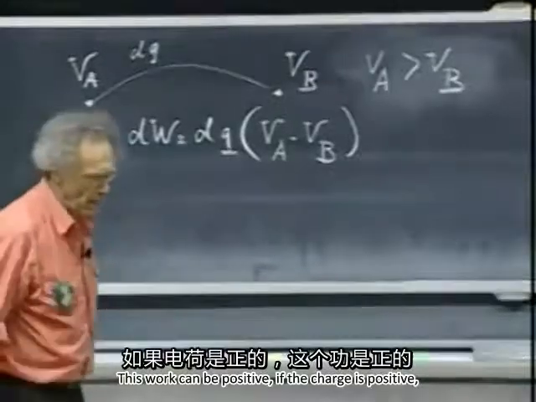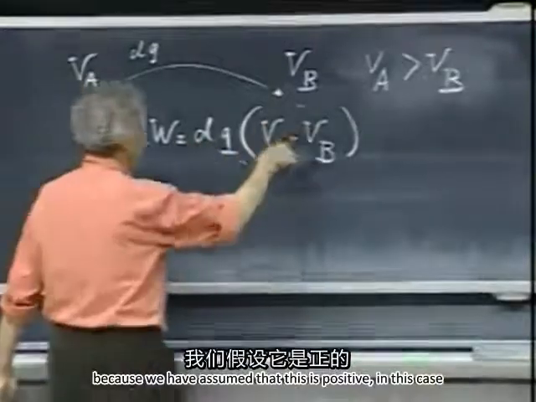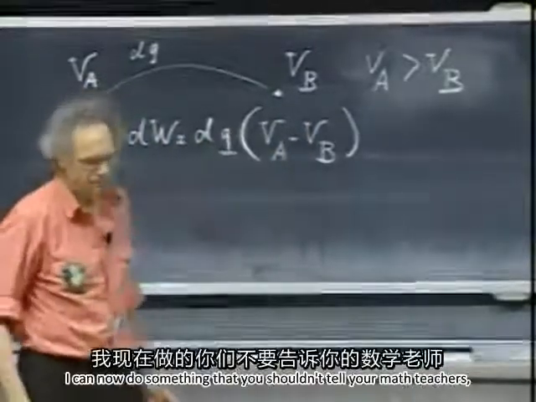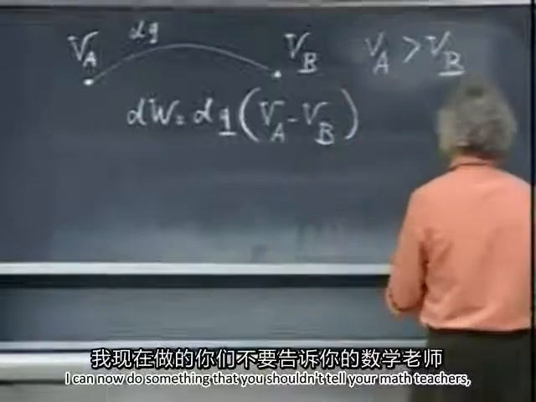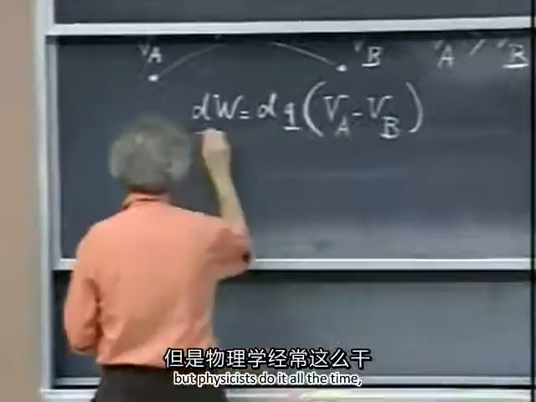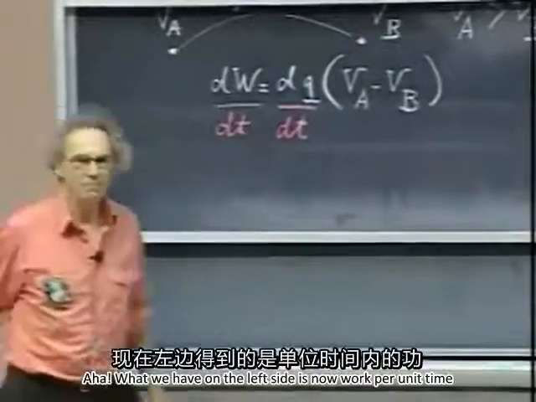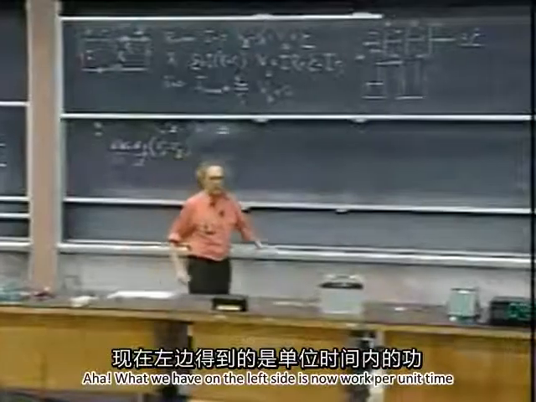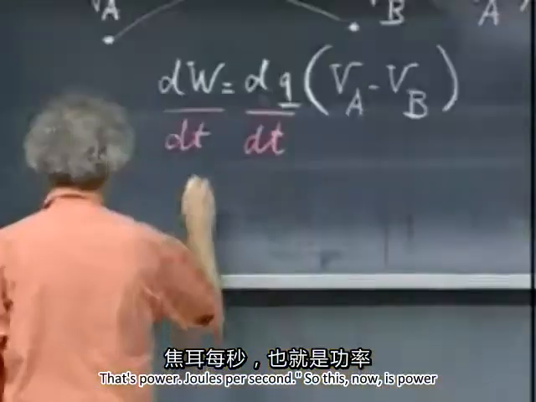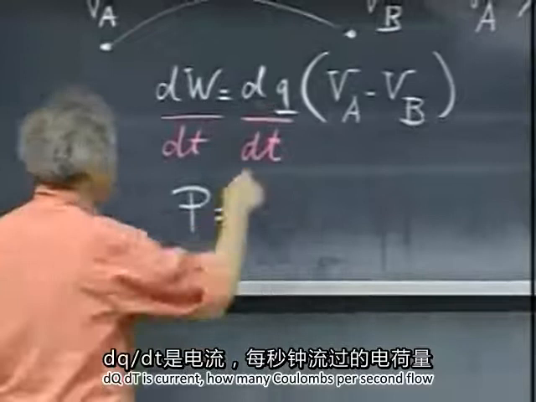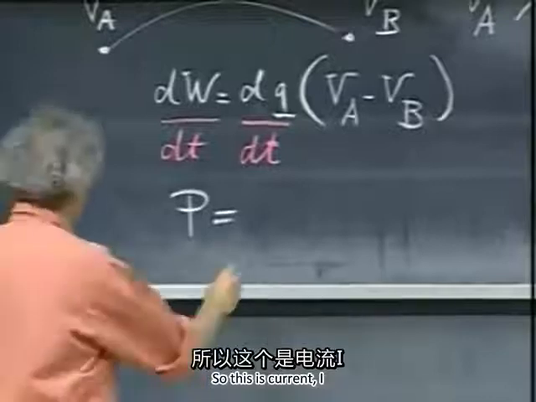This work can be positive if the charge is positive, can be negative if the charge is negative, because we have assumed that this is positive in this case. I can now do something that you shouldn't tell your math teachers, but physicists do it all the time. We divide by dt. And now we say, aha, what we have on the left side is now work per unit time. That's power, joules per second. So this now is power. dq/dt is current. How many coulombs per second flow? So this is current, I.